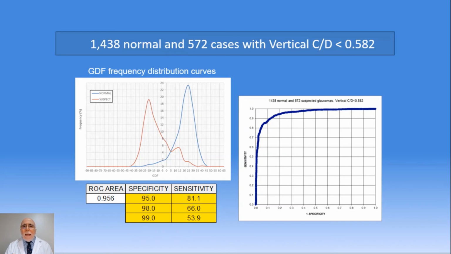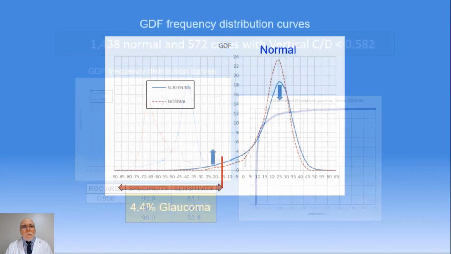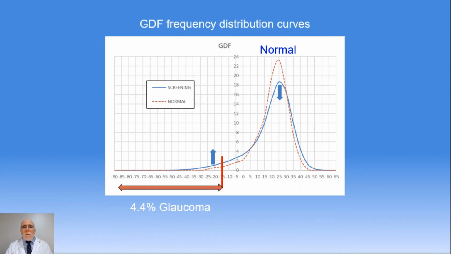However, if we select among glaucomatous and suspicious patients those who have vertical coefficient lower than 0.58, the sensitivity will obviously be lower, because many of them are really normal, but even so, the method detects glaucoma in more than half of the cases, keeping the specificity at 99%. If we compare the frequency distribution of the cases analyzed in screening with the normal control cases of our reference series, we observe that in both cases, the most common value of the GDF index is 25, but in the screening series, its frequency is lower because the sample contains other cases with negative values, which correspond to the glaucomas detected.